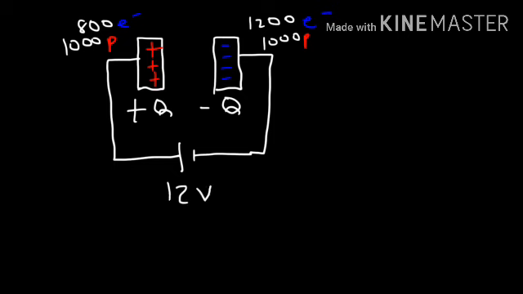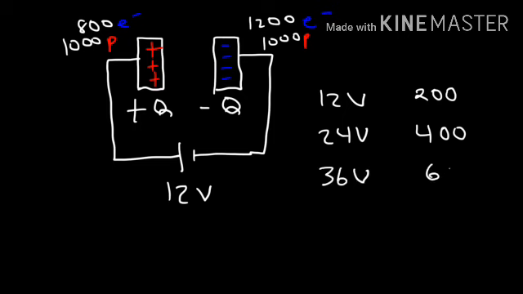Now over time, the capacitor will be charged to a voltage that's equal to the voltage of the battery. So let's say at 12 volts, it has a charge of 200. Now 200 electrons doesn't correspond to 200 coulombs, but let's just say the charge is 200 just to keep things simple. How much more charge can we store if we double the voltage? If we double the voltage, then we can store 400 units of charge as opposed to 200 units. If we triple the voltage, we can store 600.